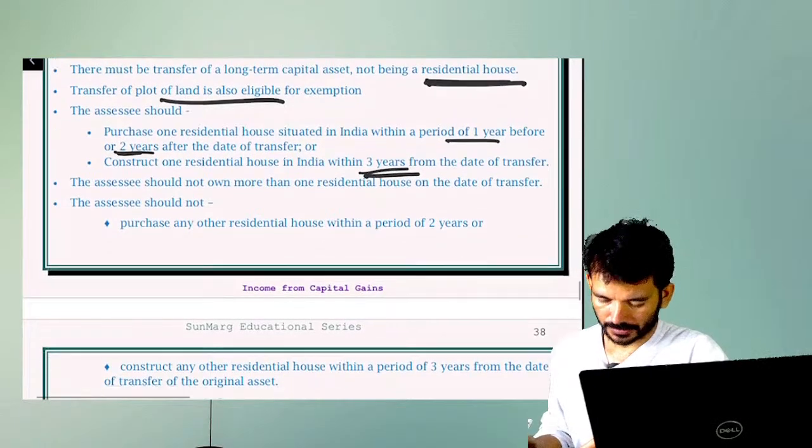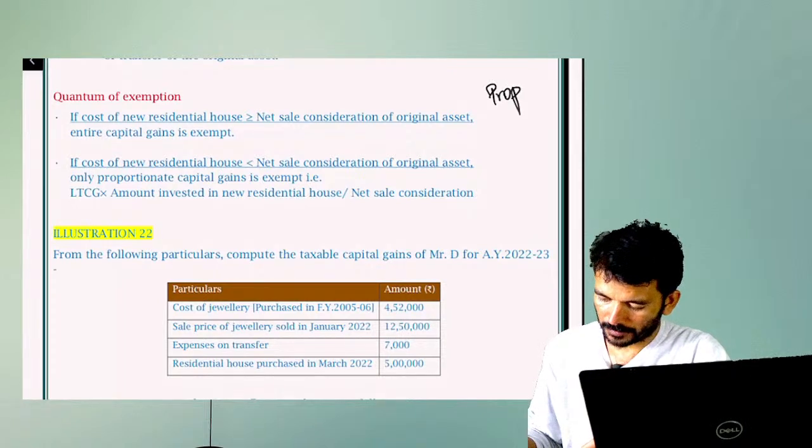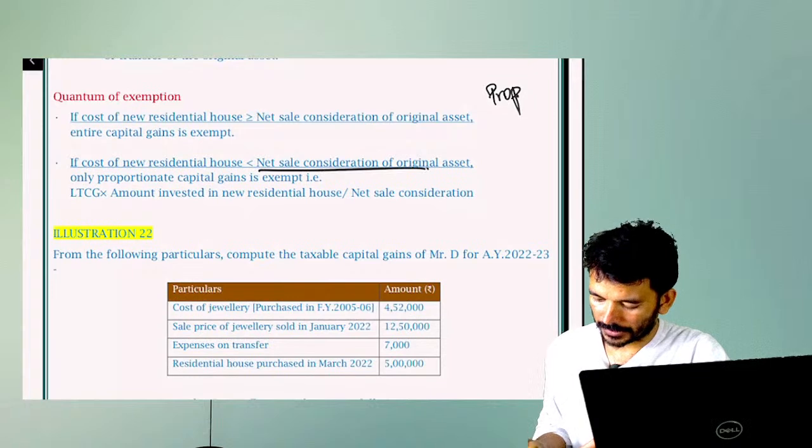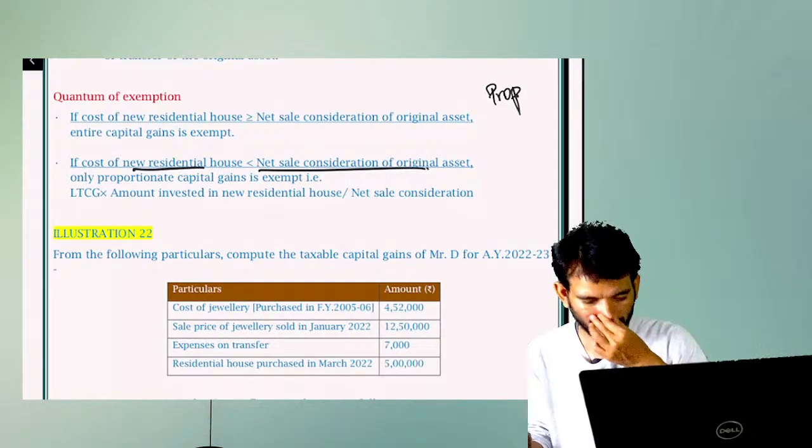Plot also you can purchase, and it is proportionate with respect to your net consideration, how much you are investing. So I'll solve a problem for this because this is a little tricky.